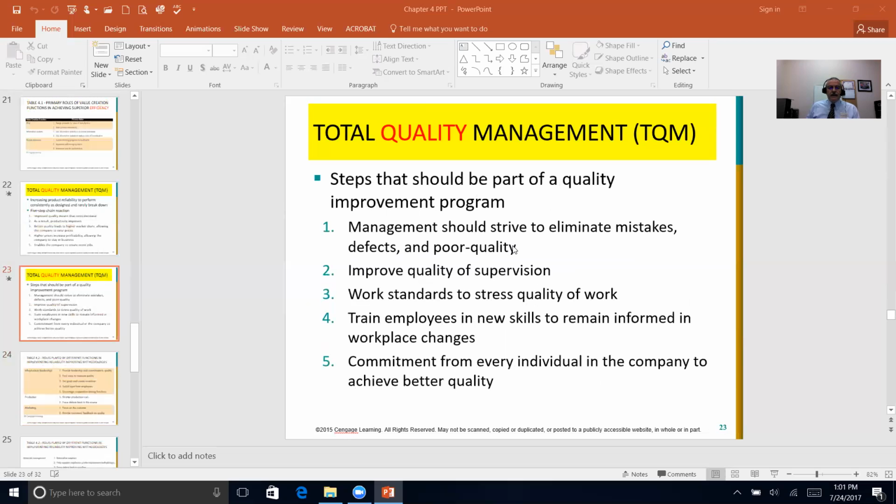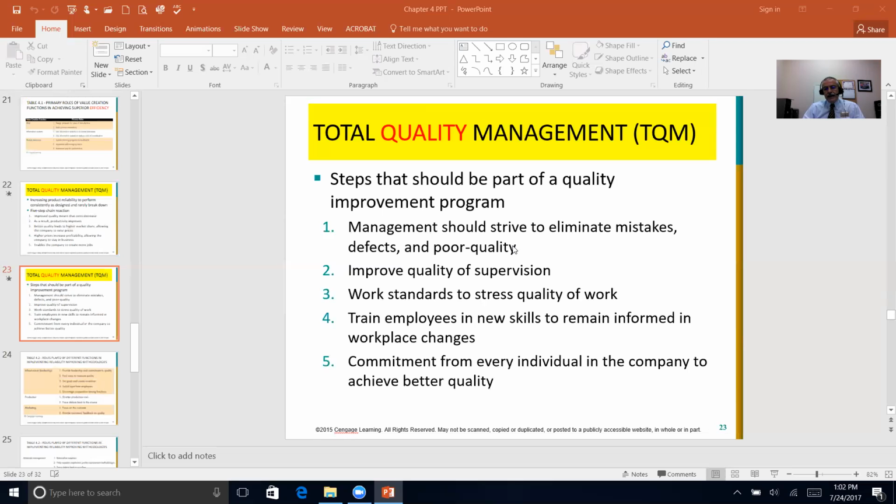Equally important, these steps should be part of any type of quality management program, and it really starts at management. Management has to be on the forefront in developing the philosophy, giving the workforce the tools necessary, as well as empowering every level within the organization to improve from a quality standpoint, to eliminate defects, to improve its quality, improve the quality of its supervision.